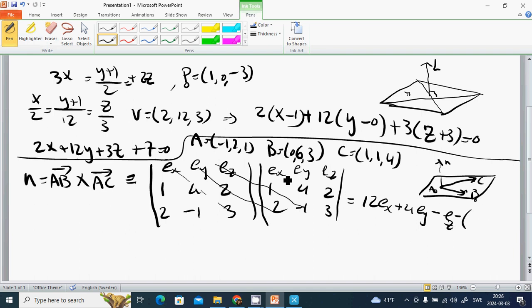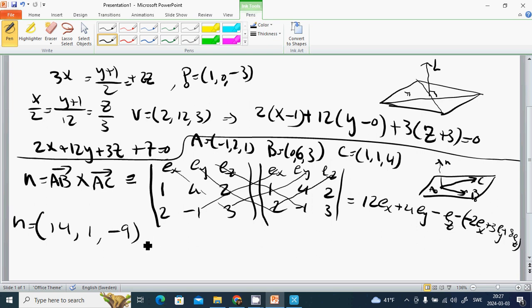Minus the other part, which is minus 2 ex plus 3 ey plus 8 ez. So N equals 12 plus 2 is 14, 4 minus 3 is 1, and minus minus 9.